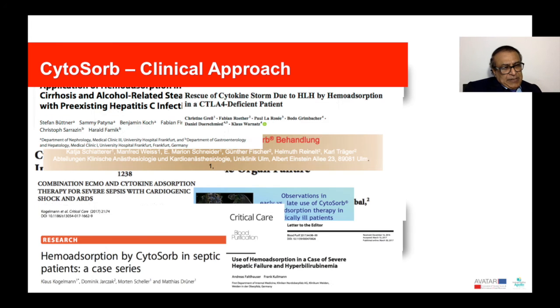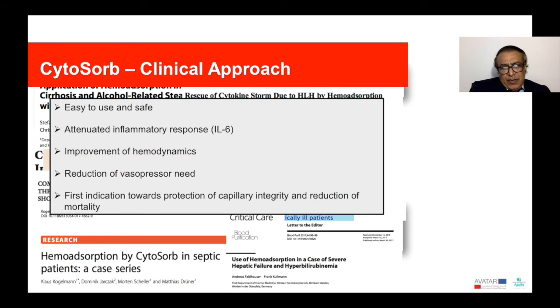Now, what is the evidence? There's enough literature written about this. I don't think there's any other adsorbent strategy which has so many papers written. I remember a couple of years back when Dana Cruz and others were active, there was another cartridge, not naming that, but still the literature for Cytosorb is far more profound because of its easy use and safety profile.